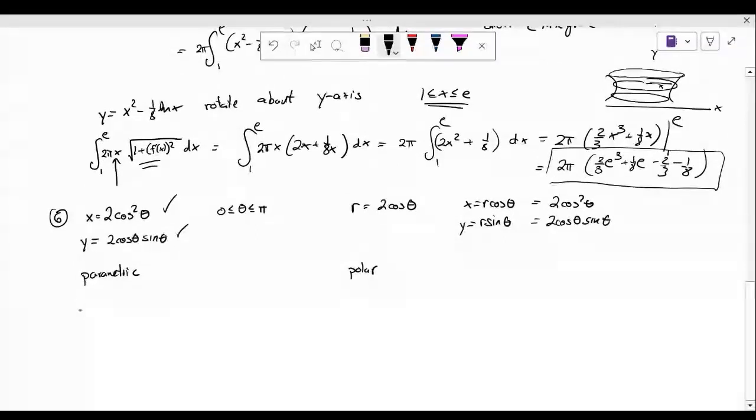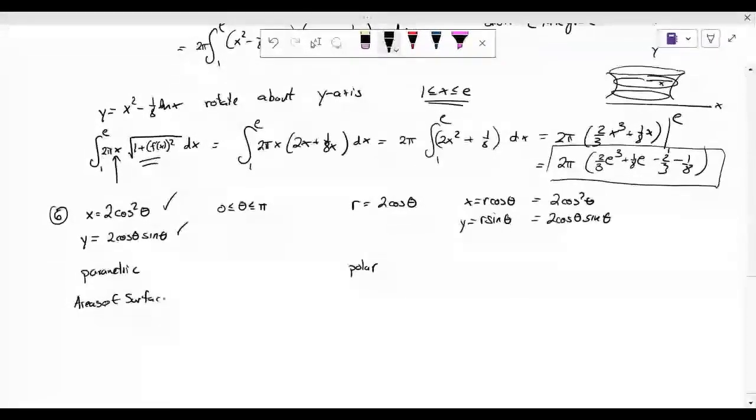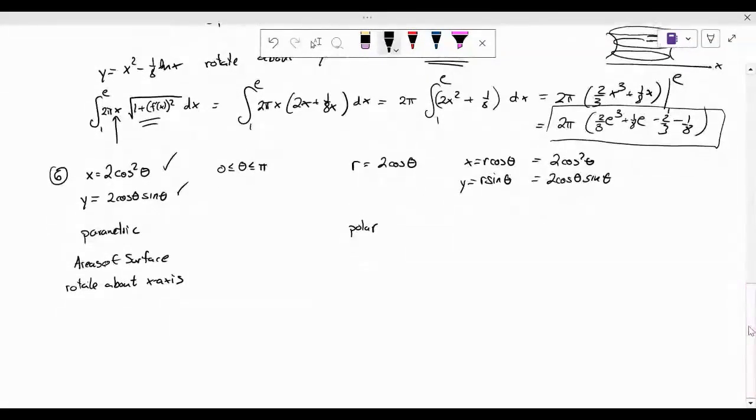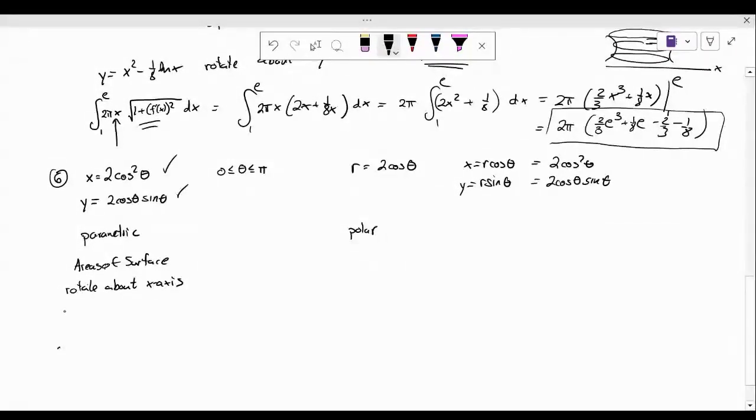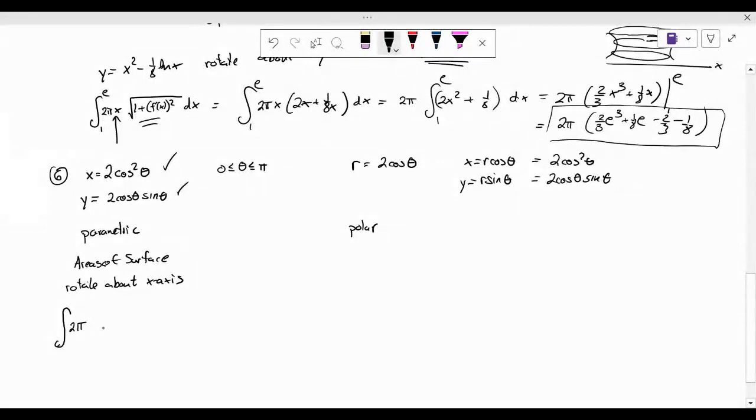But suppose we want the area of the surface of revolution, and you rotate about, which integral would be easier to do, right? Let's say the x-axis. So we get 2 pi, and which variable plays the role of the radius? Y. Right. But since it's a parametric curve, the parameter being theta, we have to replace y in terms of theta.